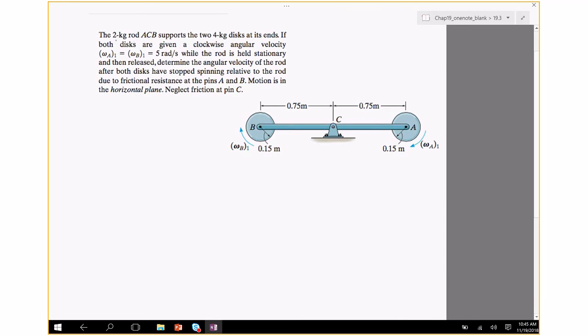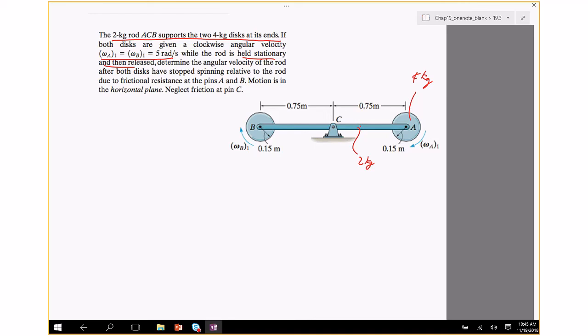Rod ACB supports two 4 kg discs at its end. So 2 kg rod, 4 kg discs, each of them are 4 kg. If both discs are given a clockwise speed of 5 radians per second, while the rod is held stationary and then released, determine the angular velocity of the rod after both discs have stopped spinning relative to the rod due to frictional resistance at the pins A and B. Motion is in the horizontal plane and neglect friction at pin C.